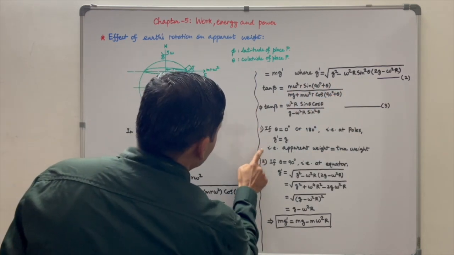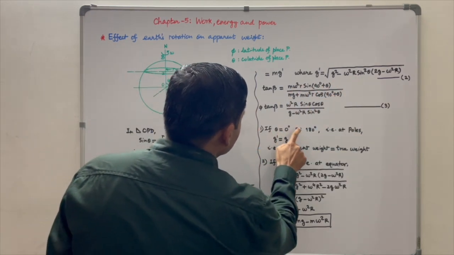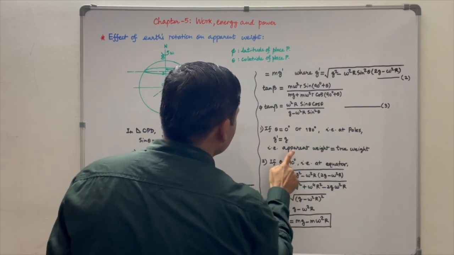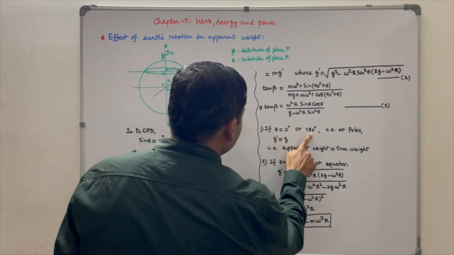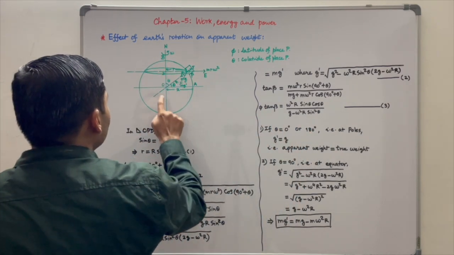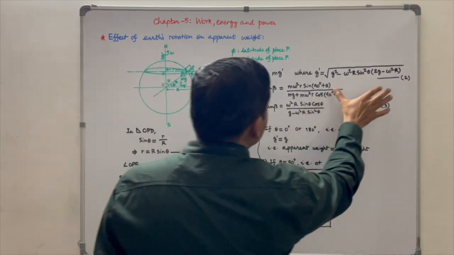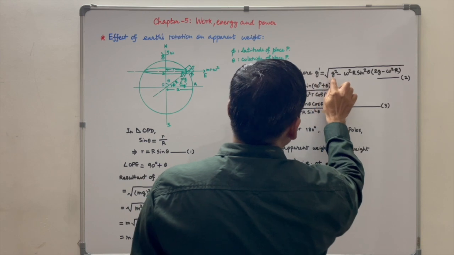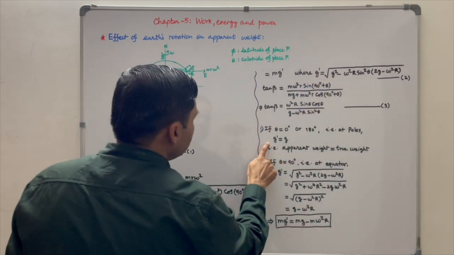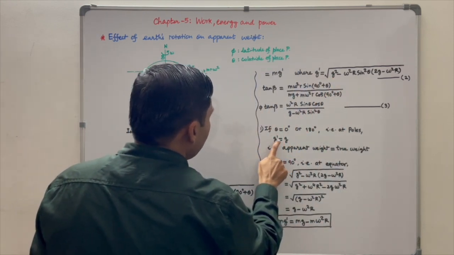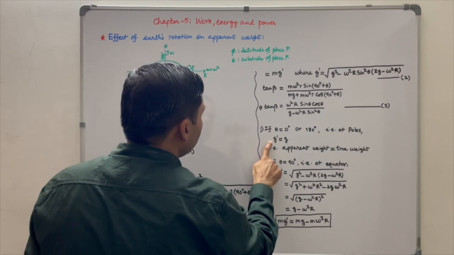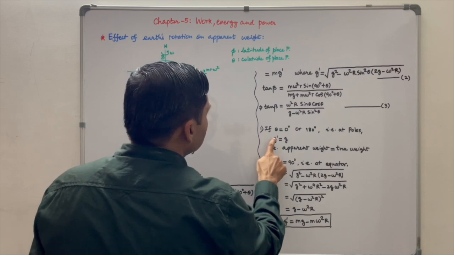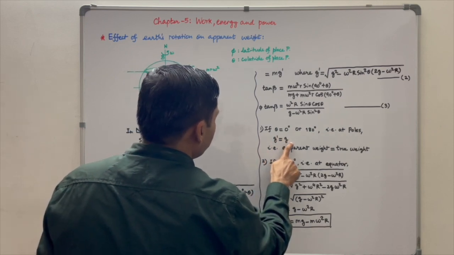Let us consider two cases, when theta is equal to 0 or 180 and when theta is equal to 90 degrees. When theta is equal to 0 or 180, the place will be at the North Pole or South Pole. So this part will be equal to 0. So g dash is equal to g. That means mg dash is equal to mg. mg dash is called the apparent weight of the body. So in this case, apparent weight is equal to true weight of the body.